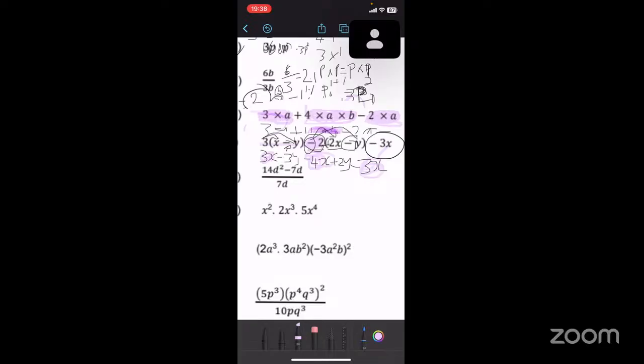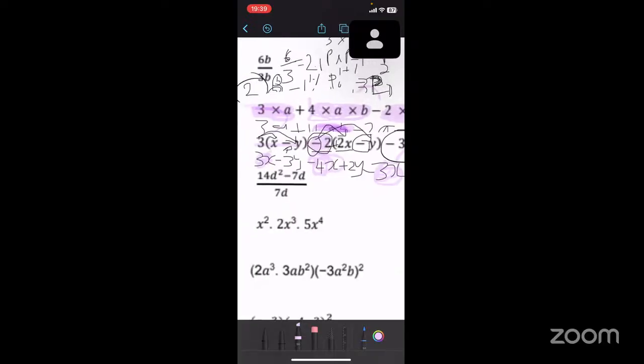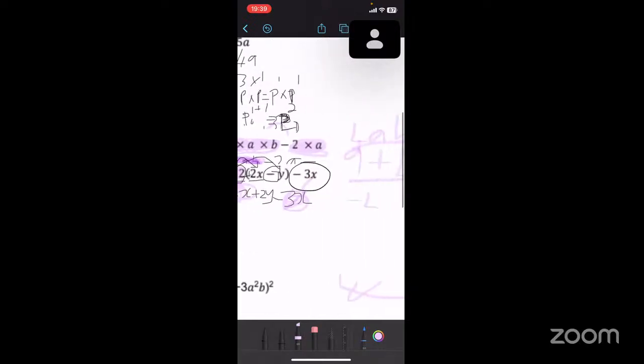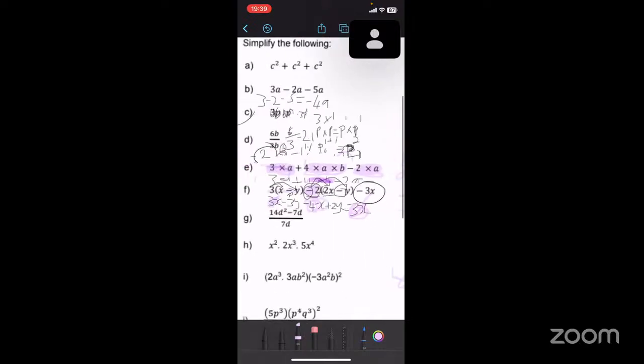By just looking at this, guys, I can see I have a positive 3 and a negative 3. That means those two can cancel each other because we know that minus 3 plus 3 is equal to 0. So we're going to have 0x, which is the same as 0 because 0 multiplied by anything is 0. Then we're going to have 4x. Actually, it's going to be a minus 4x.